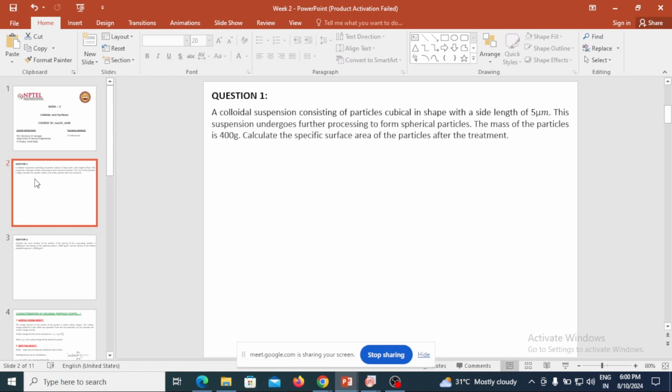Let me give you a few minutes to solve before we solve this problem. This is very similar to what we had discussed in the week 1 live interaction session as well. So I hope you will be able to solve this one without much difficulty.